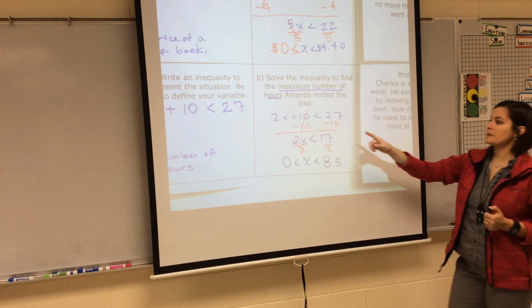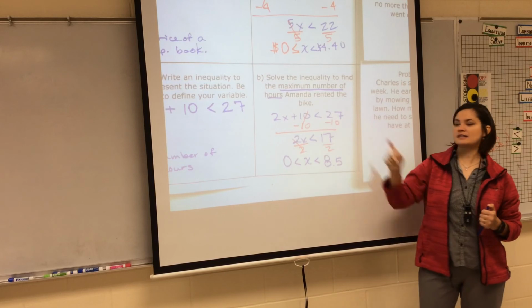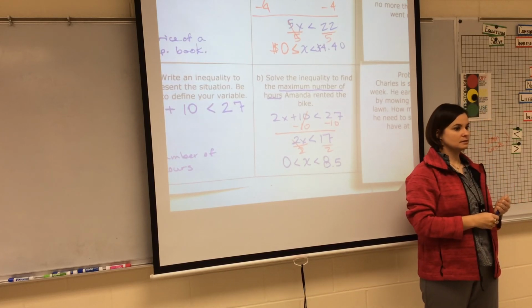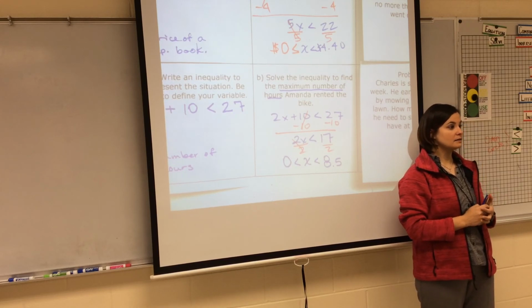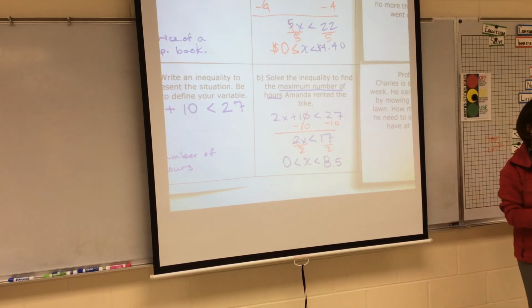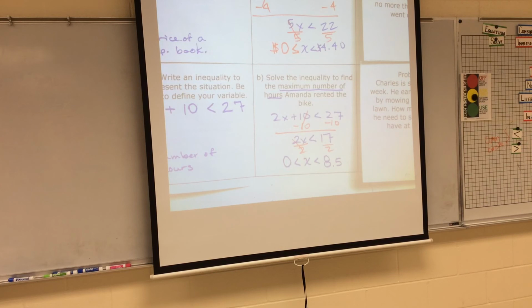Well, then if we put that 0 in, is 10 less than 27? Yes. So it still works, right? Is that okay? So she rented the bike, rode it for 0 hours. All right. So I'm going to make this equal to. She still wouldn't have to pay though, right? Well, it depends. If it's per hour, right? I'm so glad you brought that up.